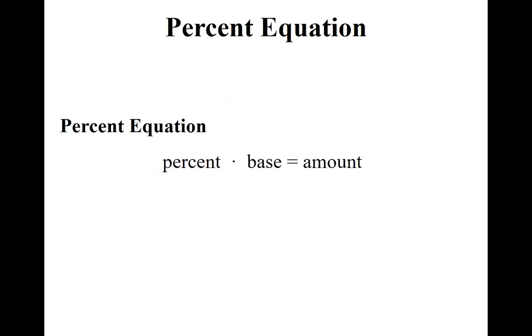We have something called the percent equation, which is percent times base equals amount. That is what we're building every time we translate one of these. Percent times base equals amount.